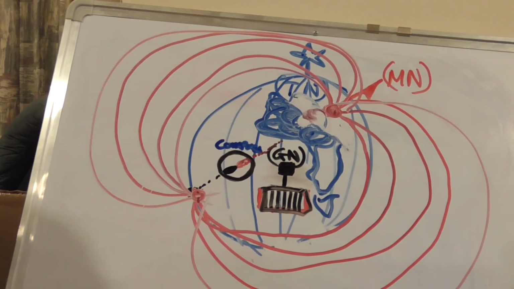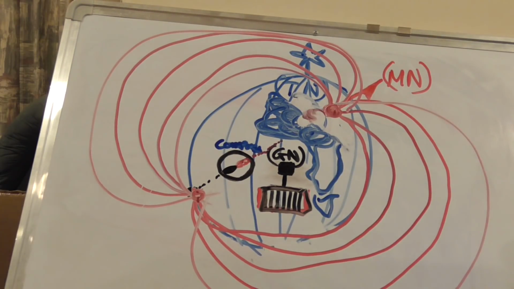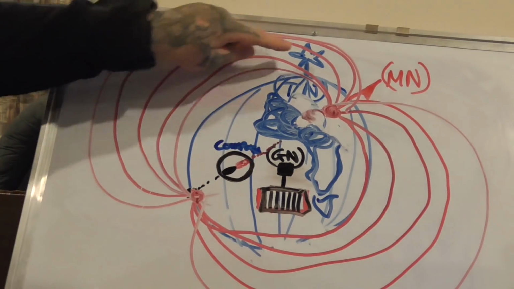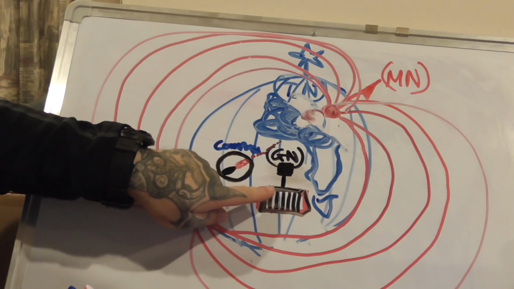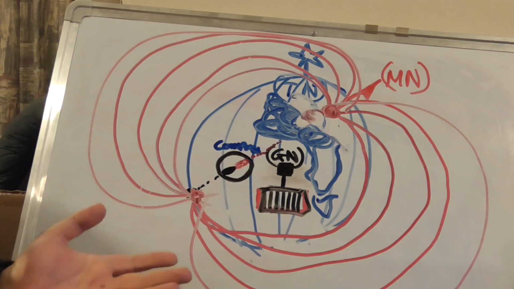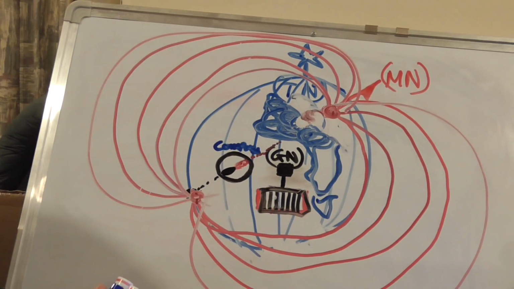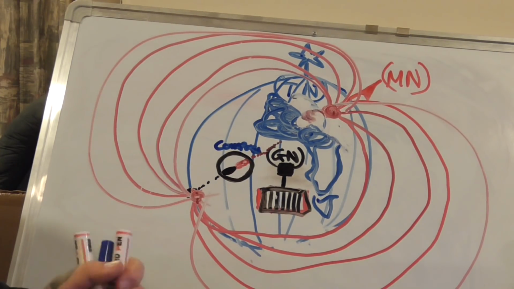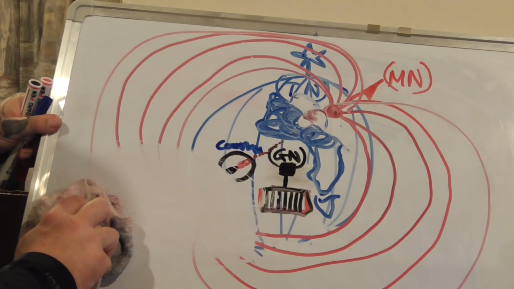So magnetic north is always moving, okay? True north stays where it is. Grid north is wherever the north is pointing on the map. Whichever direction we're pointing the map, that's where grid north is, wherever these lines are pointing on the map. Okay, so those are the three north points.